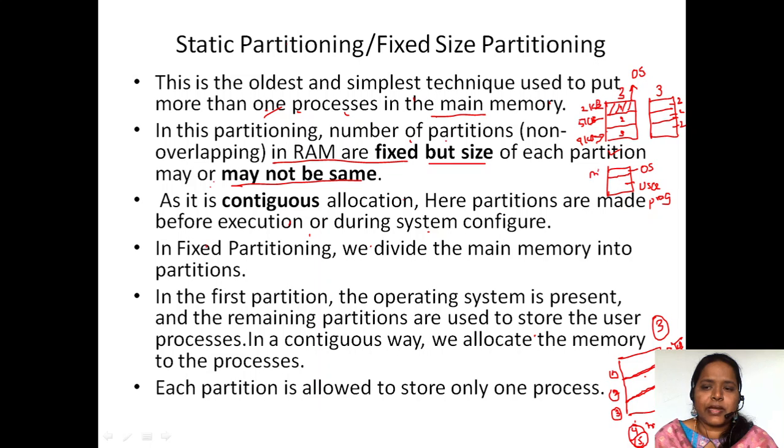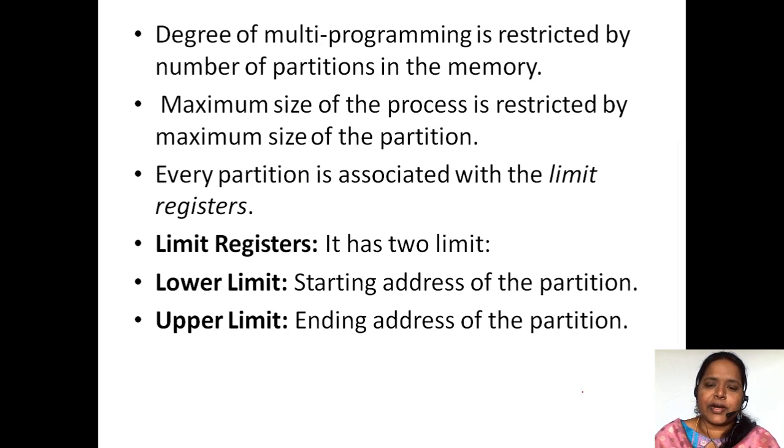So these are the main memory divisions. First division is going to be taken by the operating system. Second division is going to be taken by the user. In the first partition, the operating system is present and the remaining is used to store the user processes. Each partition is allowed to store only one process. One process we are going to store in each and every partition.